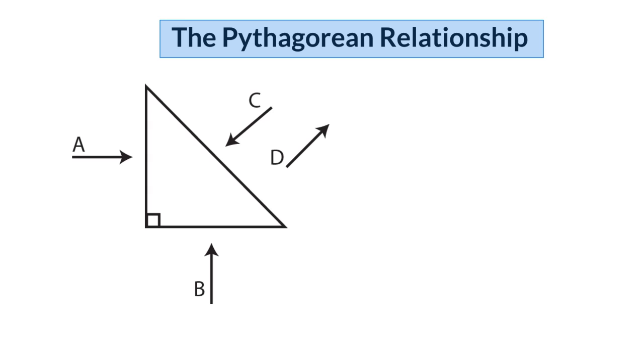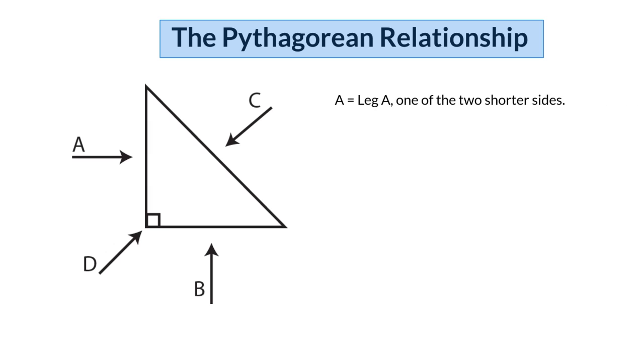Side C is always going to be across from the right angle. This little square denotes a right angle, and side C is always opposite from it. Side C is always the longest side, and we call side C the hypotenuse. D is pointing to that little box in the corner here. That little box tells us that this is a right triangle, and it tells us that that angle is 90 degrees. Let's just break that down further or review.